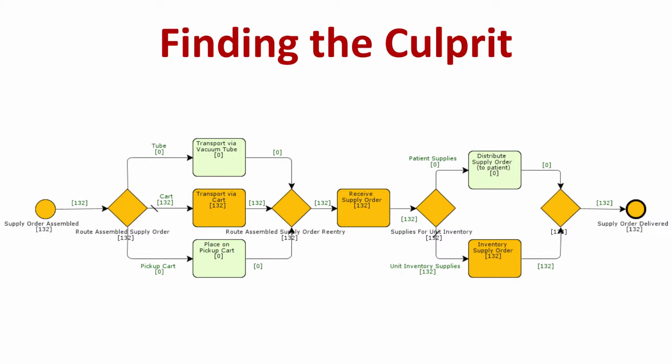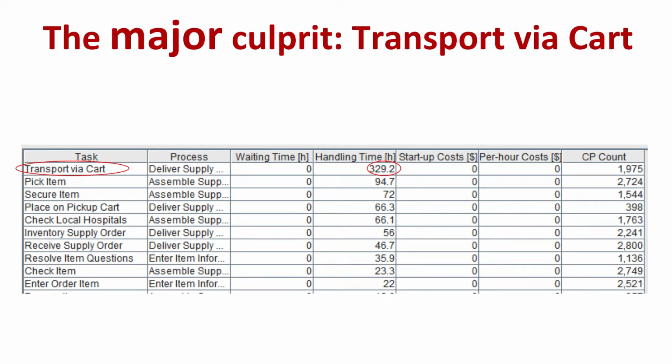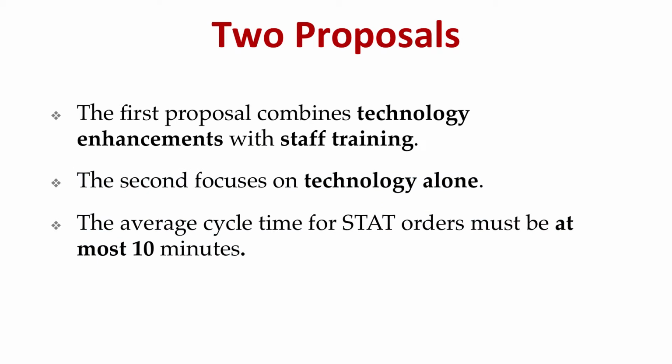So now we're going to go ahead and try to come up with an idea. Further analysis of the task shows us that one of them, transport via cart, is the one which is introducing delays in order delivery in many, many cases. Now we have a very good idea about where to start with our improvement.